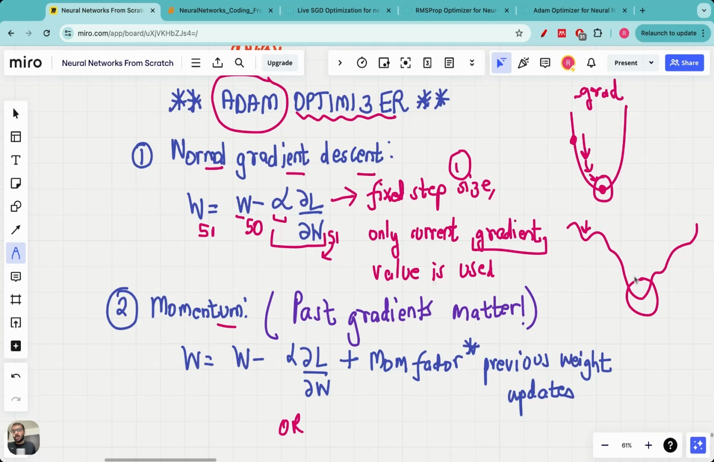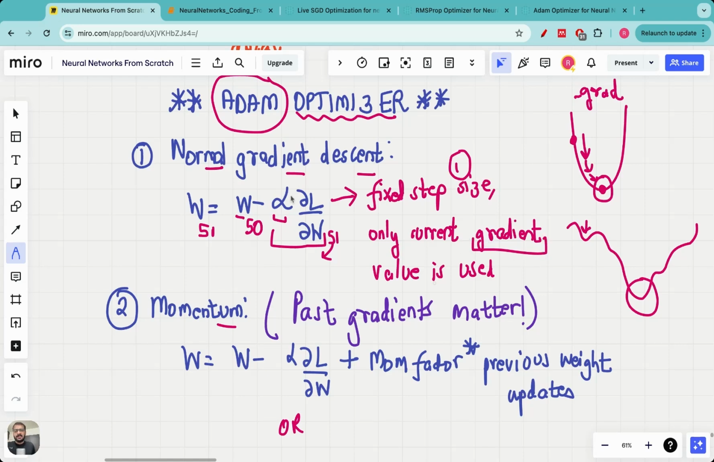That's one of the biggest drawbacks of using normal gradient descent, and that's due to several reasons which people tried to fix slowly. The first reason is the fixed step size, and trying to make it more adaptive or more dynamic. The second reason, which is more predominant, is why do we only use the current gradient value?